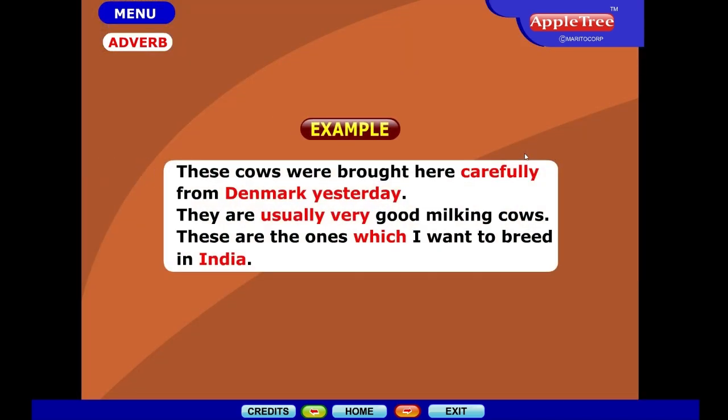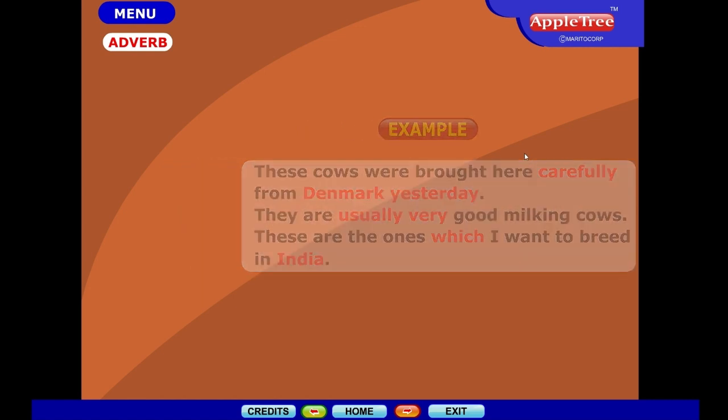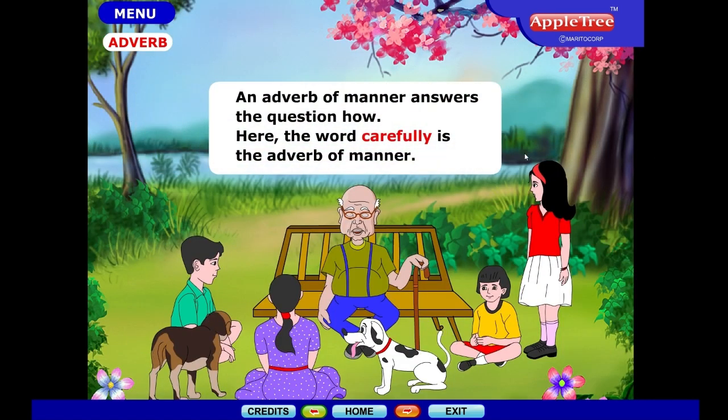These cows were brought here carefully from Denmark yesterday. They are usually very good milking cows. These are the ones which I want to breed in India. An adverb of manner answers the question how. Here, the word carefully is the adverb of manner.